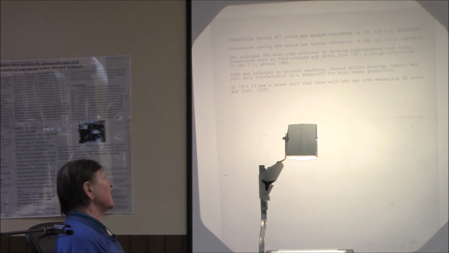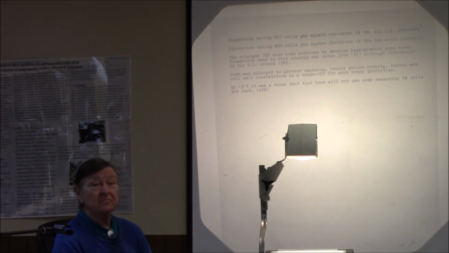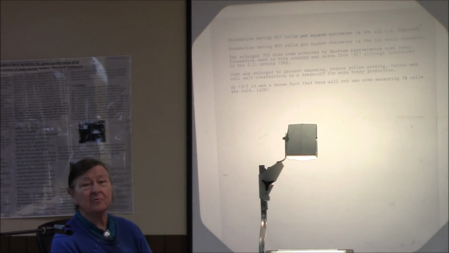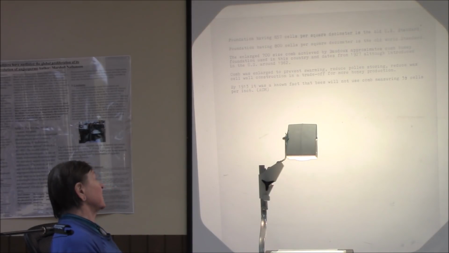Enlarged 700 size, achieved by Bordeaux, approximates comb honey foundation used in this country, dates from 1927, although introduced in the US around 1962. And that's because after World War II, we had to catch up with Europe, so what was over there and what they were doing there, since Bordeaux is over with the Netherlands and in conjunction with France and all of Europe, we had to bring all that modern stuff here. But look what it did to our country. That we gotta fix, and they still gotta fix worldwide.